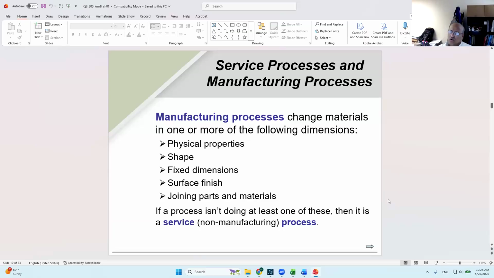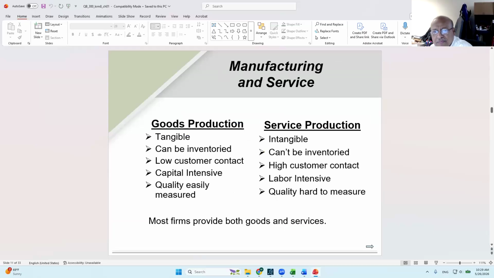Think about a car Toyota is producing. What is the input? The steel foil. And they are changing it to the body of a car. What is changed? Physical properties changed because they are mixing with something. Shape, dimension, surface finish, they're joining parts. Everything is changed physically. That is the manufacturing process.